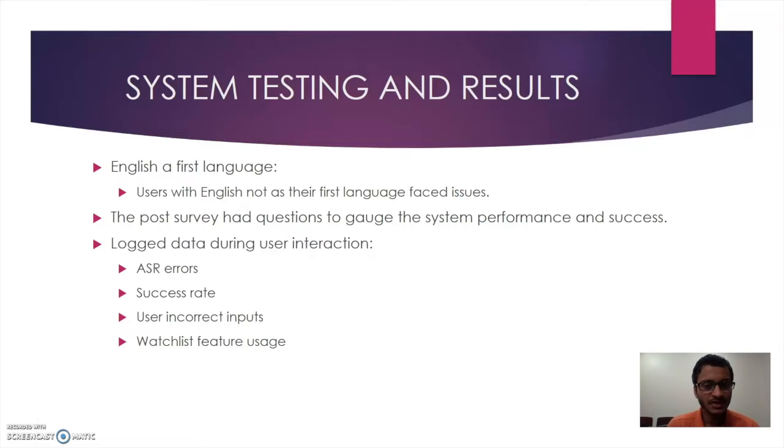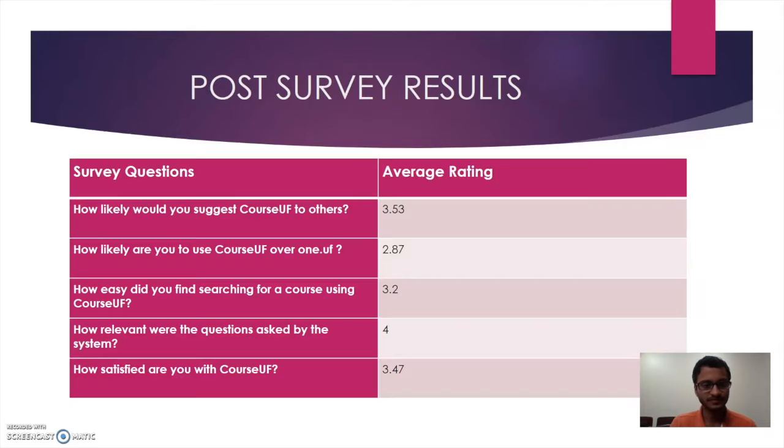So we had a post survey with several questions to gauge the system performance and success as well. And we logged some important data during the user interaction, using which we calculated the results in the previous slide. The results like ASR errors, success rate, user incorrect inputs, and watchlist feature usage. So this is an additional feature that we had in our application, and we calculated the number of times users used this feature over just filtering the courses.